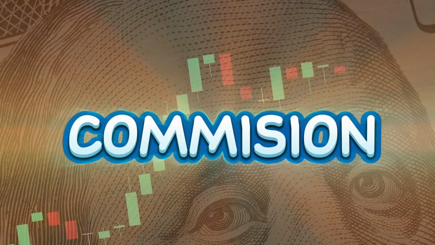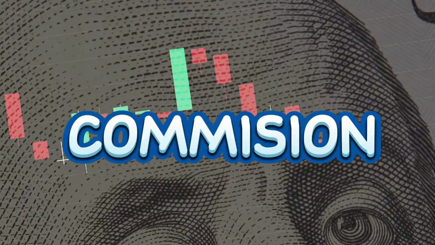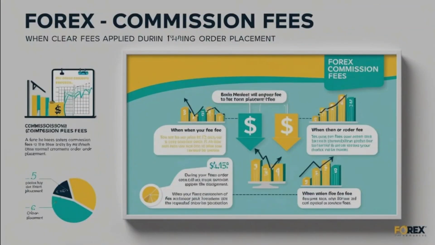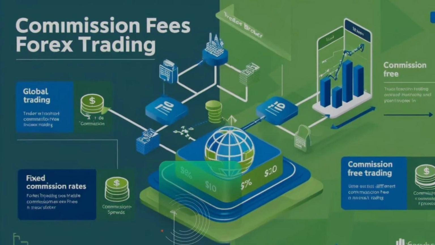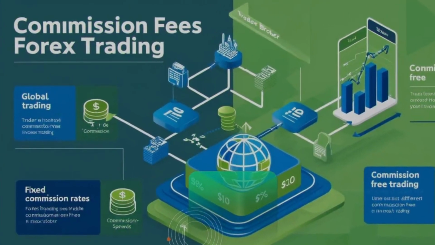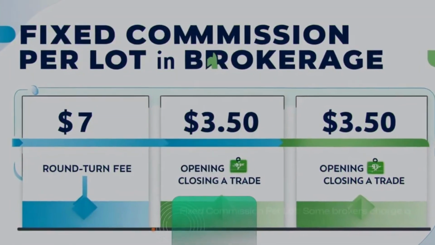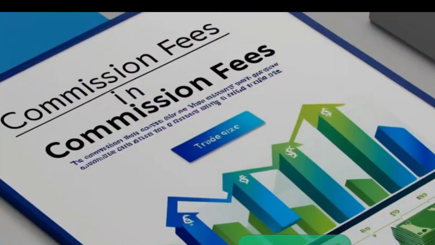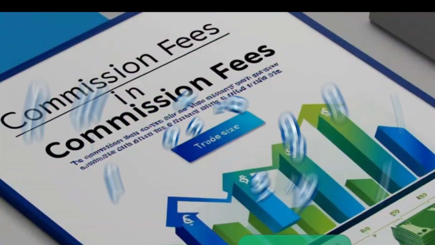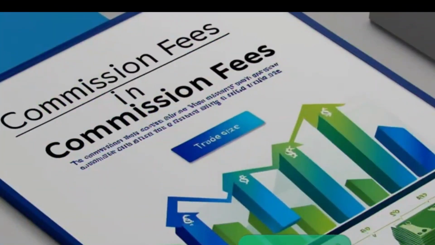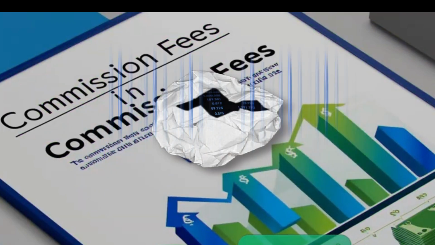What is a commission? A commission is a fee that some brokers charge their clients for each trade. This fee is usually calculated as a percentage of the trade volume or as a fixed amount. Commission acts as another source of revenue for brokers, and is used to cover their operational costs. In some trading accounts, it is accounted for to reduce the spread. For example, in accounts like ECN Pro.